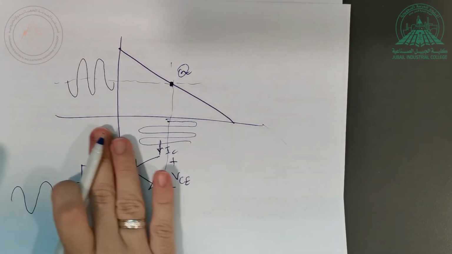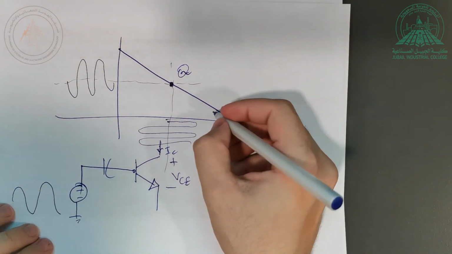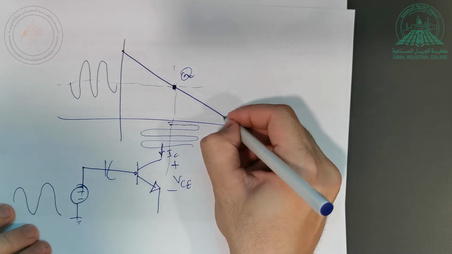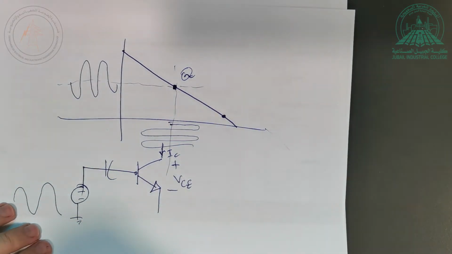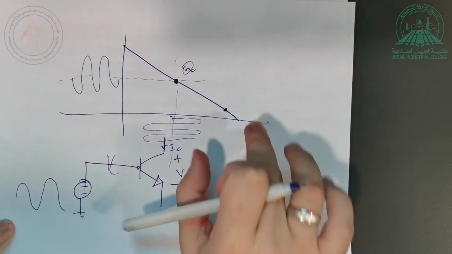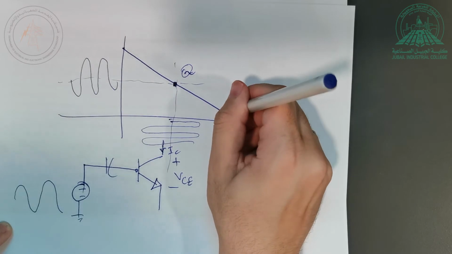Okay, so this is fine. If this is the case, you're absolutely okay. But now you can see what's going to happen if the Q point is actually not in the middle here, but instead I put it here. Notice what's going to happen, and I apply the same signal here. I put it here, but the DC is here now. The Q point is not in the middle, it's here.